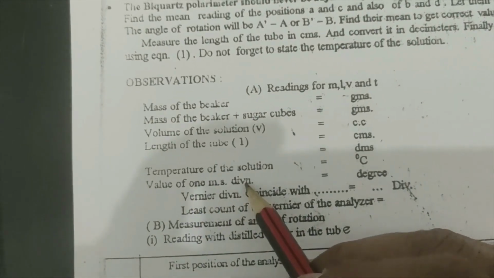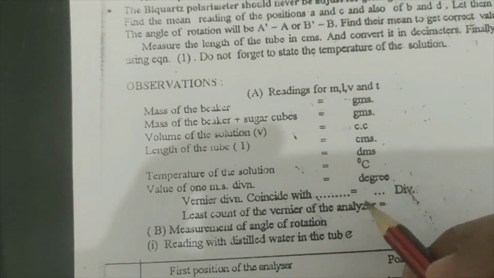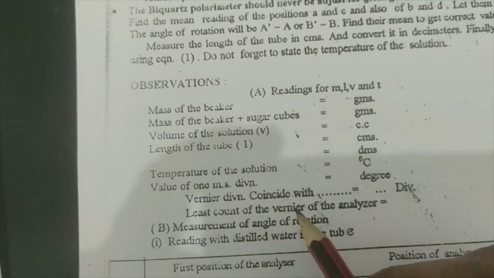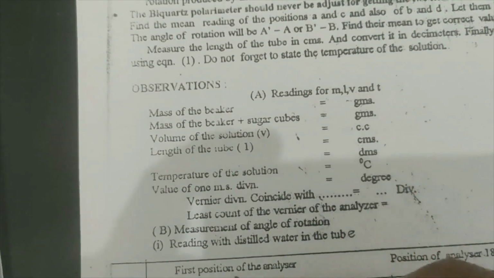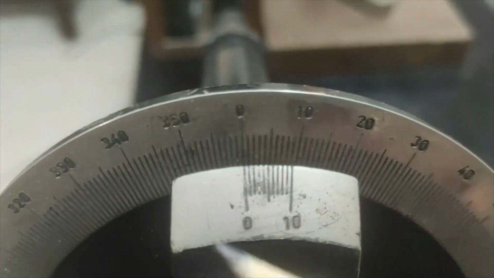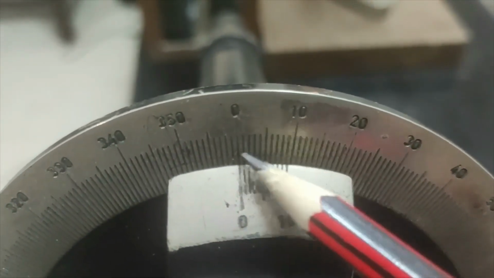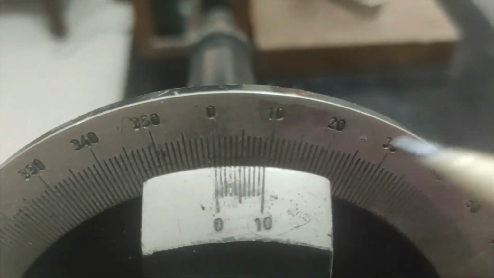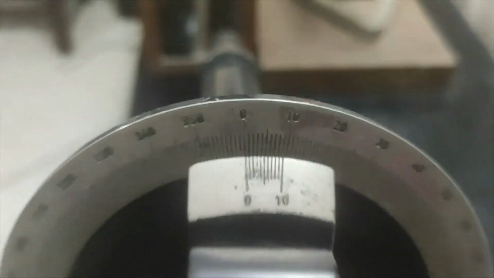So the value of the main scale division on the circular scale, I have shown you, is 1 degree. And for the vernier, 10 divisions coincide with 9 divisions, as I have shown you: the 10 divisions of this vernier coincide with the 9 divisions of this. So the least count will be 1 by 10, that is 0.1 degree.